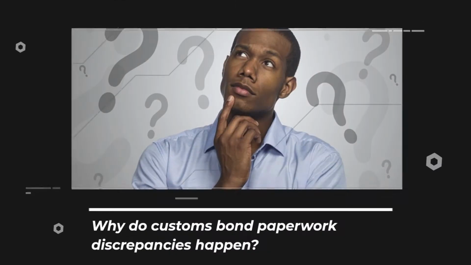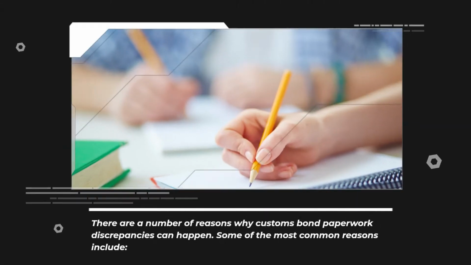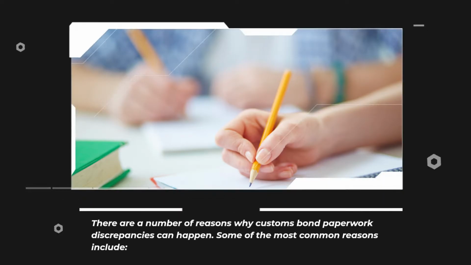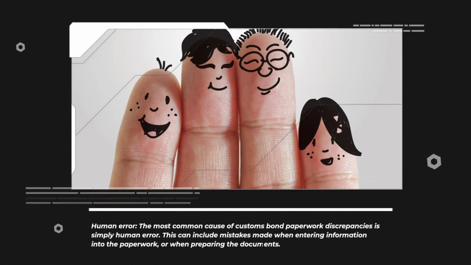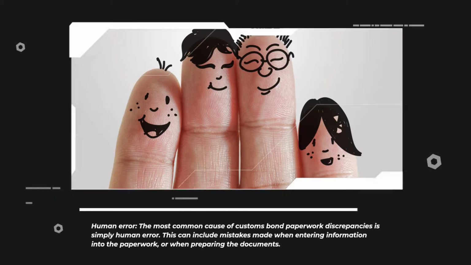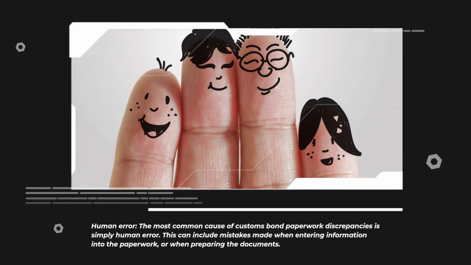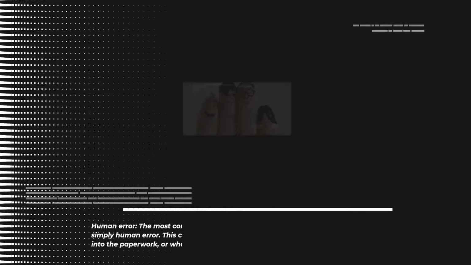Why do customs bond paperwork discrepancies happen? There are a number of reasons why customs bond paperwork discrepancies can happen. Some of the most common reasons include human error. The most common cause of customs bond paperwork discrepancies is simply human error. This can include mistakes made when entering information into the paperwork, or when preparing the documents.